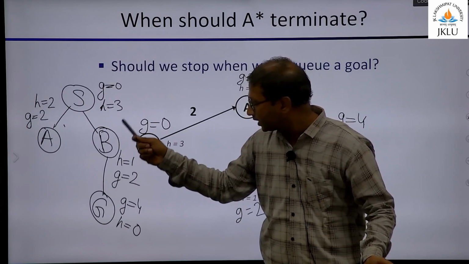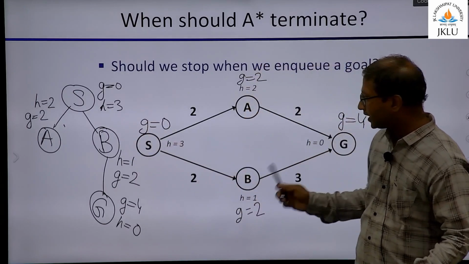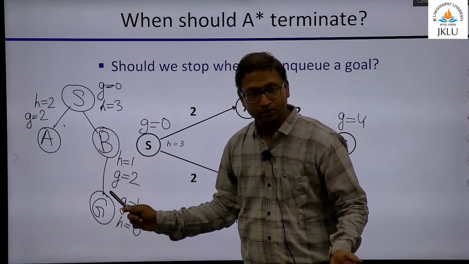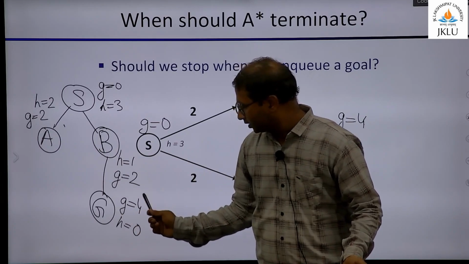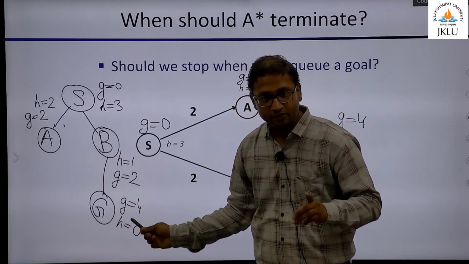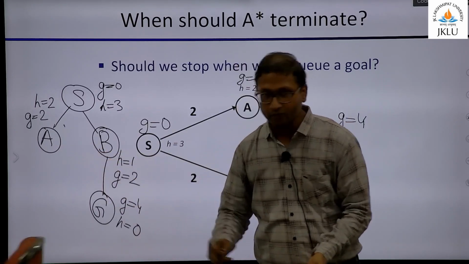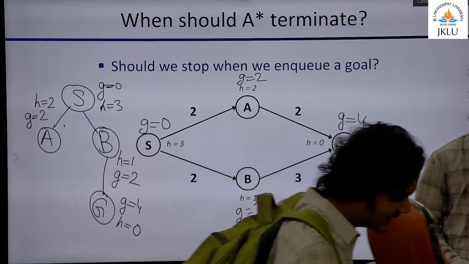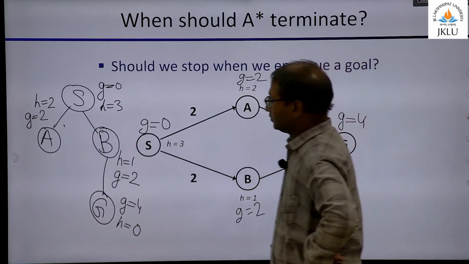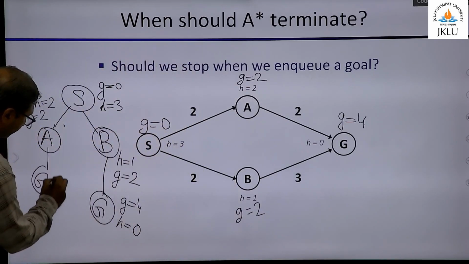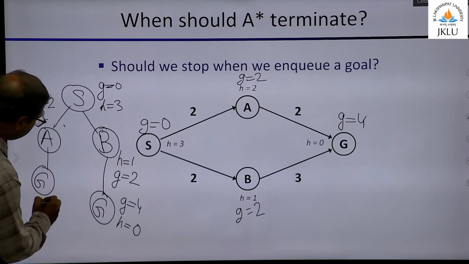I go here. I expand B. There is only one node connected to B, that is G. So my fringe में A and G now. A star cost is 4. A star cost is 4. I have a goal state here. So even if you go and explore it here, let's say G, what will be the value of G here?